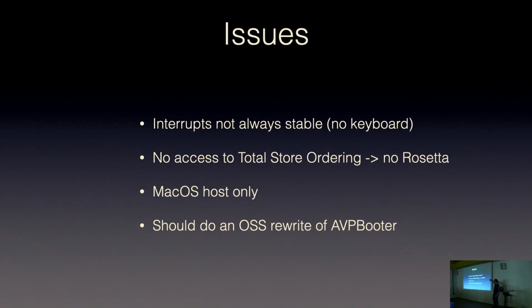There's no access to the total store ordering feature of macOS. So macOS can switch individual processes and even virtual machines to enable total store ordering for x86 emulation. And that's a private entitlement which you cannot do as a public open source project, so you don't get access to do your own total store ordering. So we don't get Rosetta.